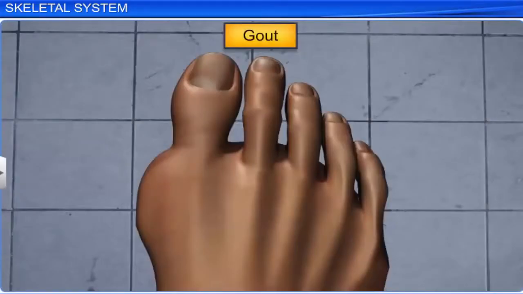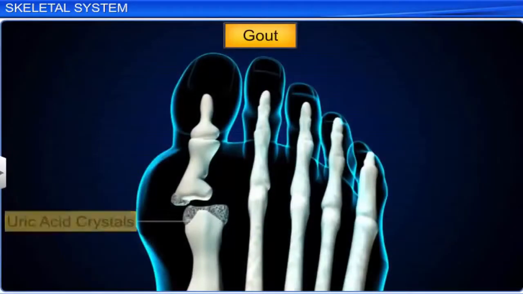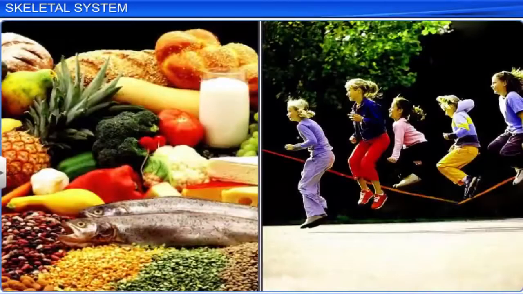Gout is another disorder which results in the inflammation of joints due to the accumulation of uric acid crystals. It is essential to observe a healthy diet and lifestyle so that the skeletal and muscular systems can function efficiently.